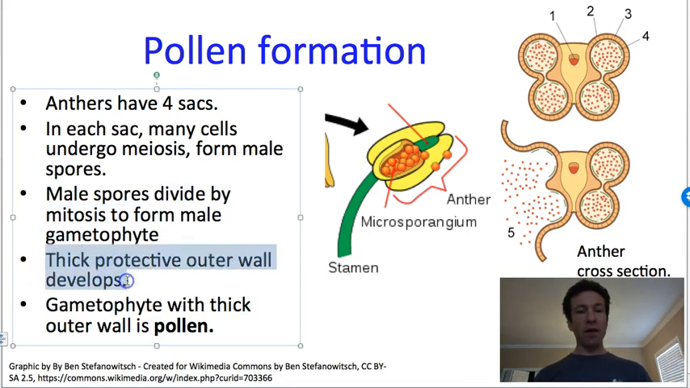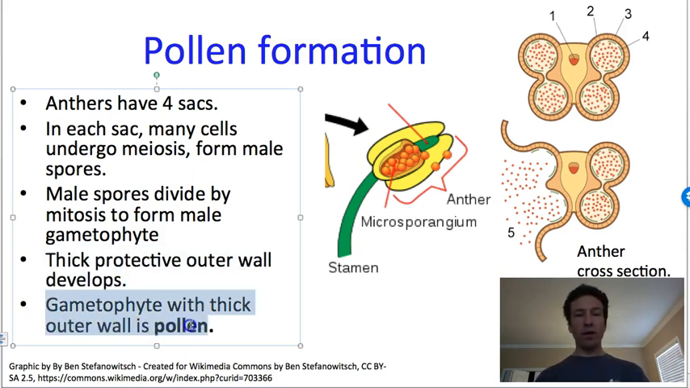And that gametophyte then gets covered by a thick outer wall. That wall is going to protect it from drying out, it's going to protect it from being eaten easily, and it's going to help it as the pollen disperses. The gametophyte with the thick wall together is referred to as a pollen grain, or just as pollen.